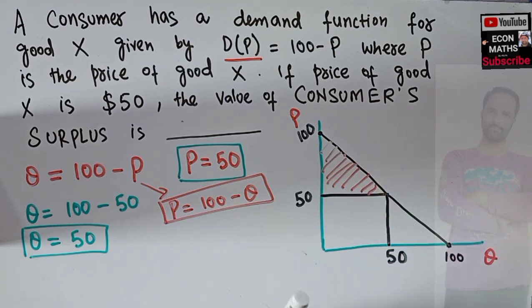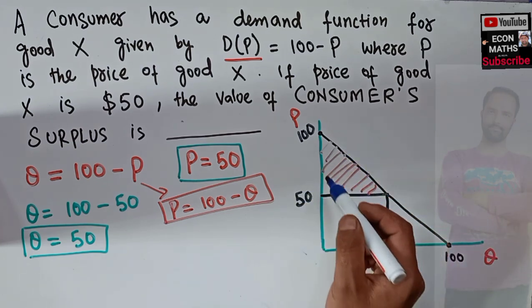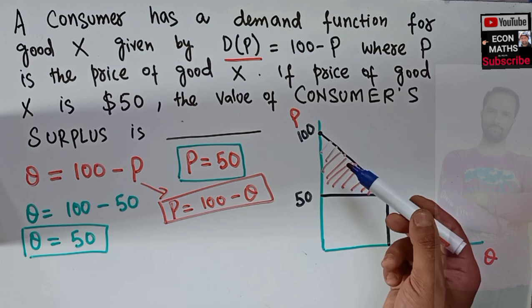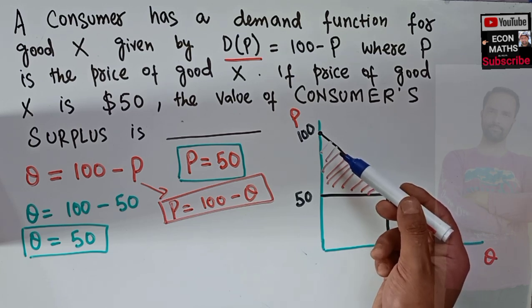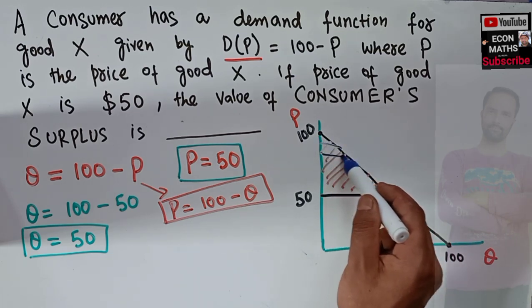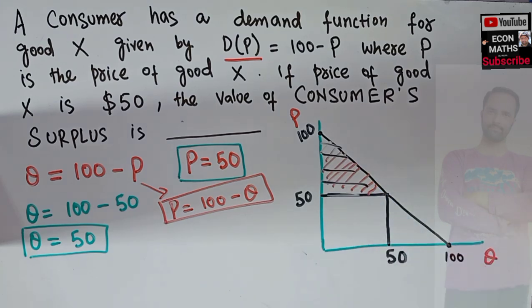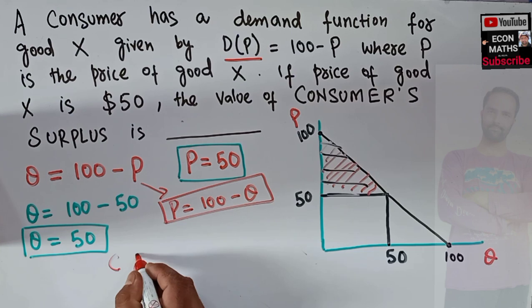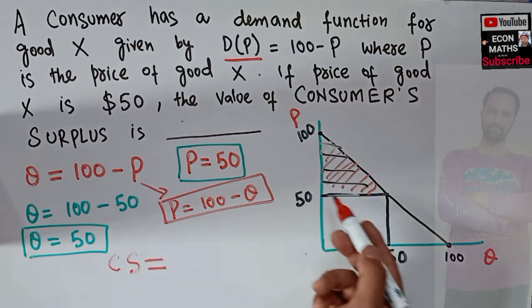And simply, what is consumer surplus? It is the area which is above the market price or equilibrium price and below the demand curve. So the area which lies above the market price and below the demand curve denotes the consumer surplus. And here, consumer surplus will be equal to the area of this triangle.